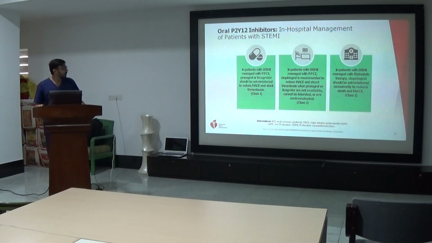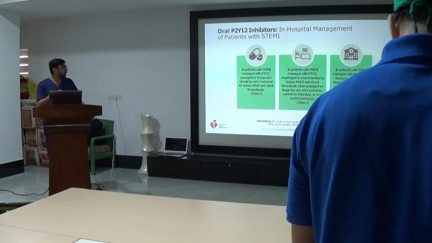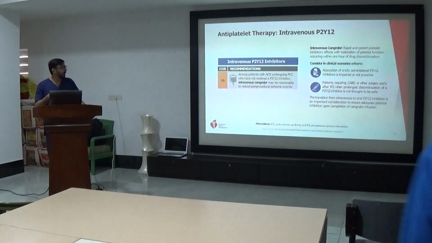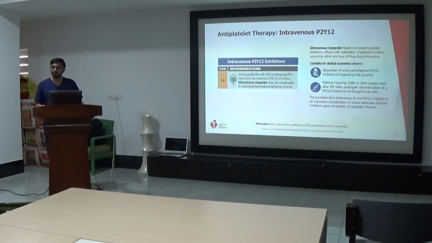These are the patients managed with primary PCI. Prasugrel and ticagrelor should be administered as on the same slide, and these are the intravenous P2Y12 inhibitors. So an intravenous P2Y12 inhibitor is recommended as class 2B among patients with ACS undergoing PCI who receive a P2Y12 inhibitor. Intravenous cangrelor may be reasonable to reduce the procedural event rate.